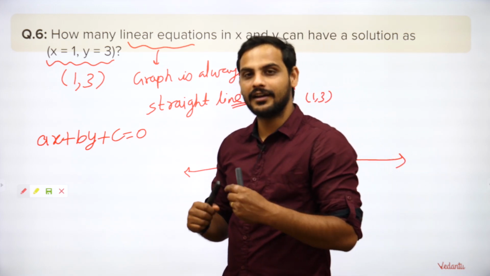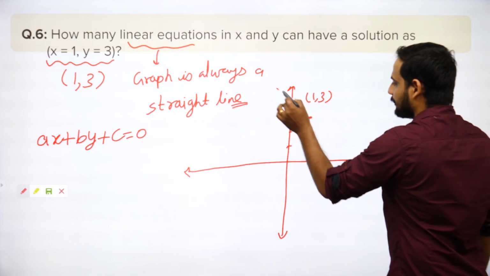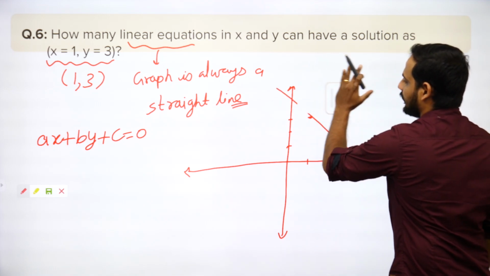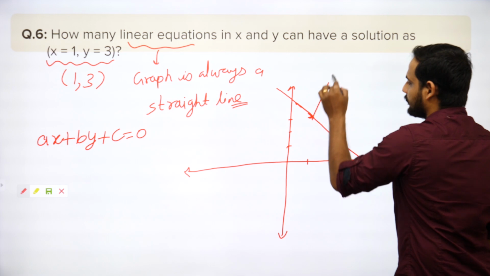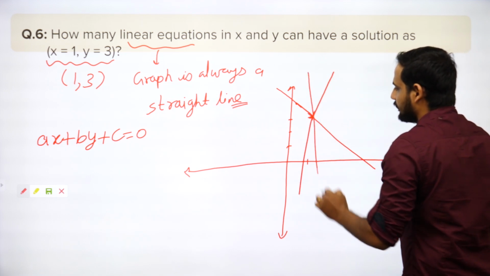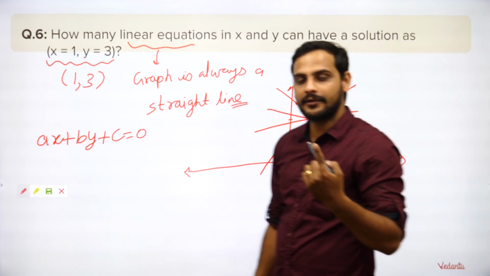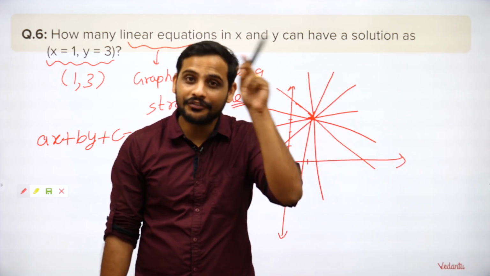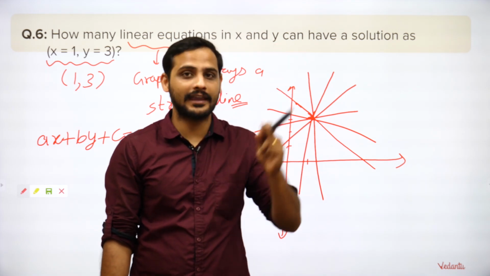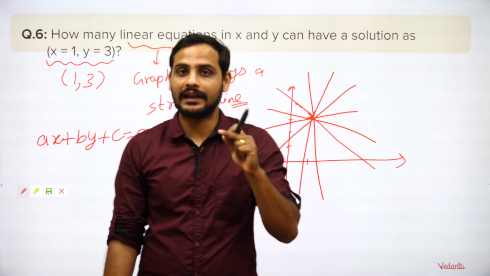So you will say, sir, there is this line. Yes, I will say, correct. Then some of you will say, okay sir, there is this line also. I will say yes, there is this line too. So we know that from a single point, infinite different lines can pass.